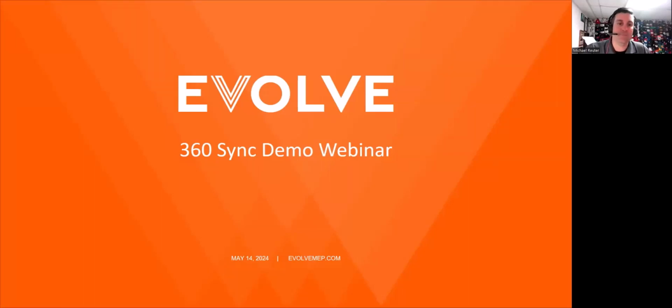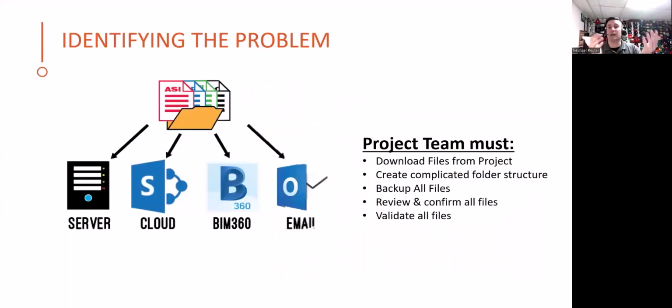Okay. So first thing that we're going to talk about is what does 360 Sync do? And I'll start that off by telling you a story about myself. So just like Marina said, my name is Michael. I'm the product manager of 360 Sync. 360 Sync has been around since 2016 or 2017. But before we built 360 Sync here at Evolve, I was a BIM coordinator and I was a project engineer for a hospital project in North Carolina.